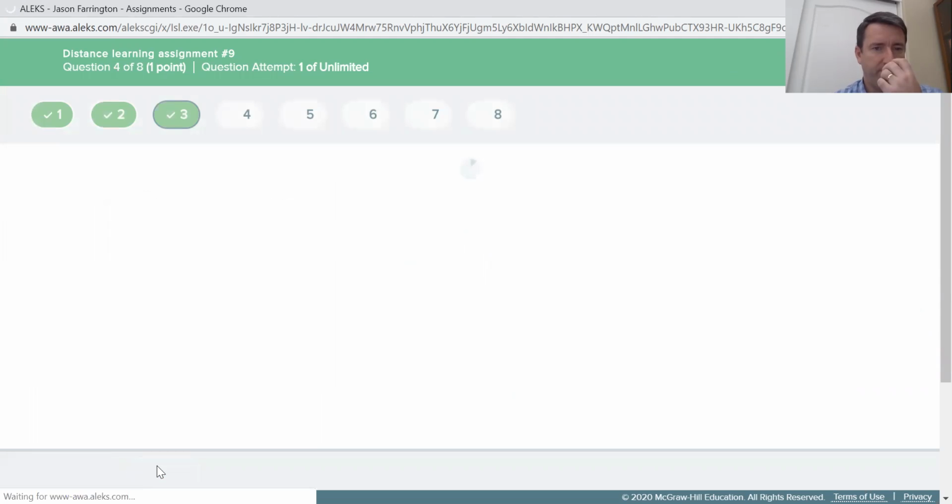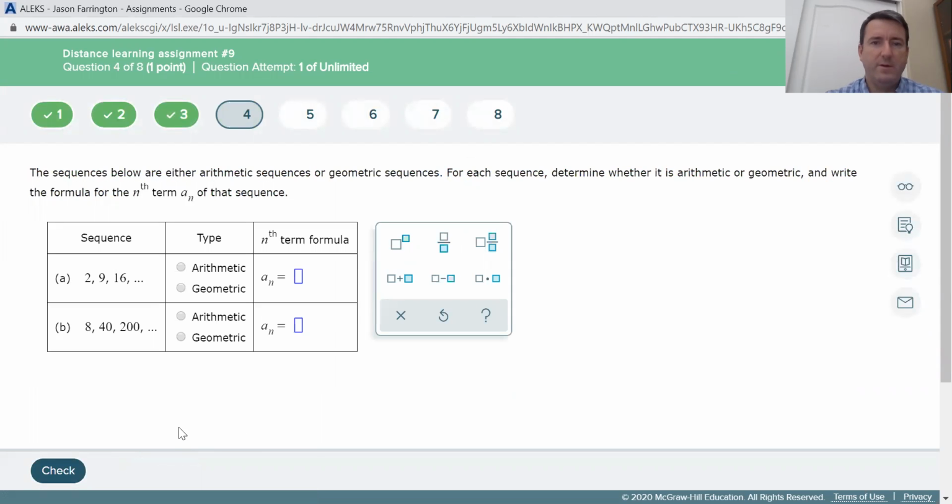Number 4. Same type of question. So here, 9 divided by 2 is 4.5 or 9 halves. 16 divided by 9 is clearly not 9 halves. So let's see, are we adding the same thing? Yes, we are. 2 plus 7 is 9, plus 7 is 16. So this is going to be arithmetic. And a sub n equals 7, which is what we're adding each time, times n. And then the 0 term, if we subtracted 7 from 2, that's going to be -5. So this is 7n minus 5.